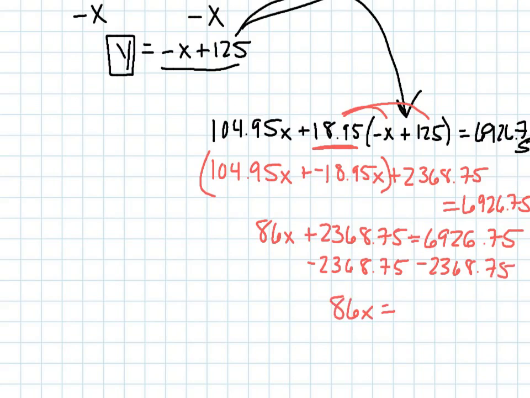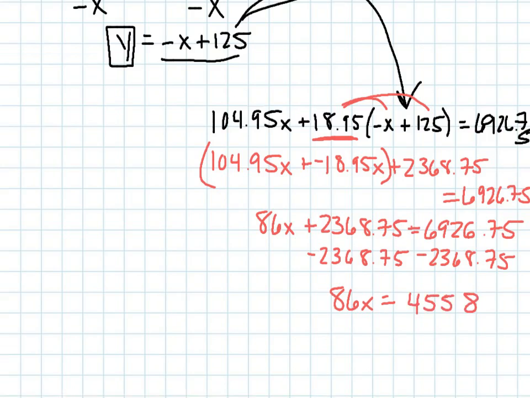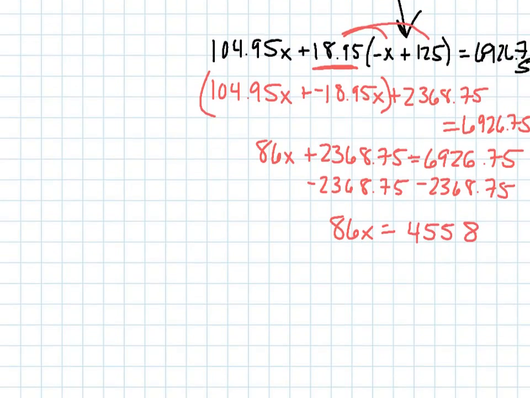So 6,926.75 minus 2,368.75 gives me 4,558. Okay? Then the last step, 86 is multiplied to x, so I need to divide. So that divided by 86 gives me 53. Okay? So that means that x, I sold 53 car stereo systems.